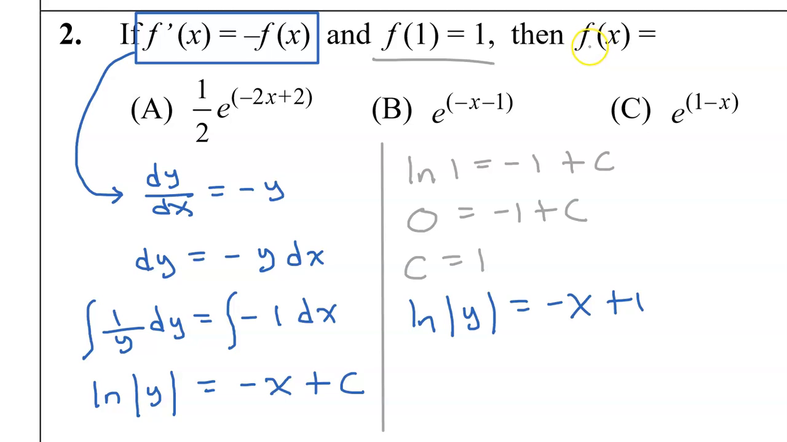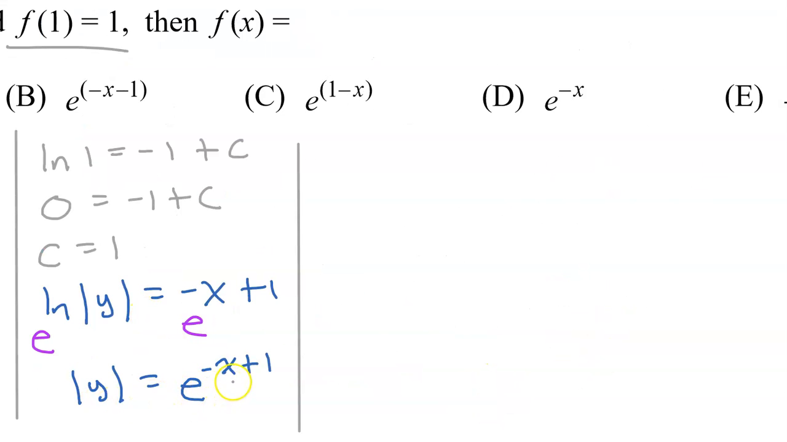We need to get f of x equals. In other words, we need to get y by itself. We can get rid of the natural log by putting a base e on both sides. In other words, we are exponentiating both sides of this equation. Natural log and base e are inverse functions which cancel each other out. So that will leave us with the absolute value of y on the left.